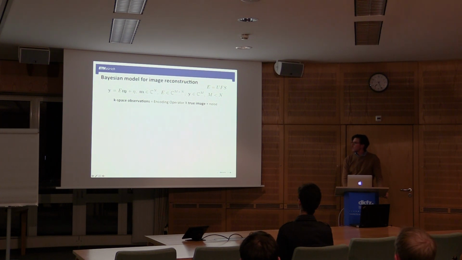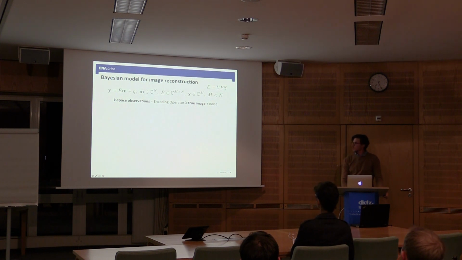In this equation here, Y is the K-space data, M is the image, and E is the sort of function that generates the K-space from our image. E consists of an undersampling operator, a Fourier operator, and a coil sensitivity mapping operator. So we know how to get from the image to the K-space. We don't know how to go the other way, though. Also, in addition to that, we have some measurement noise on top of this. And this measurement noise could be caused by thermal noise in the scanner and things like this.